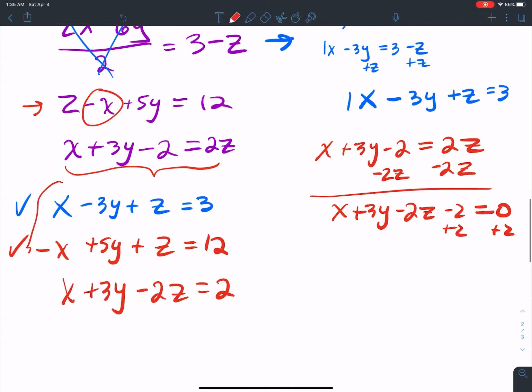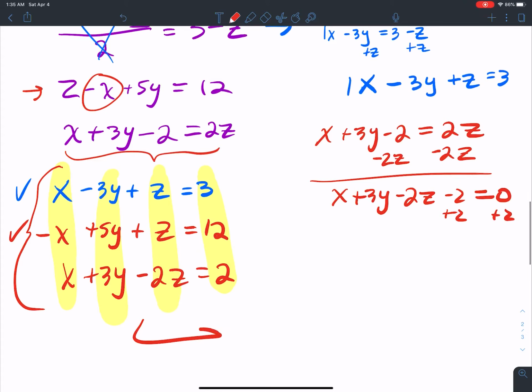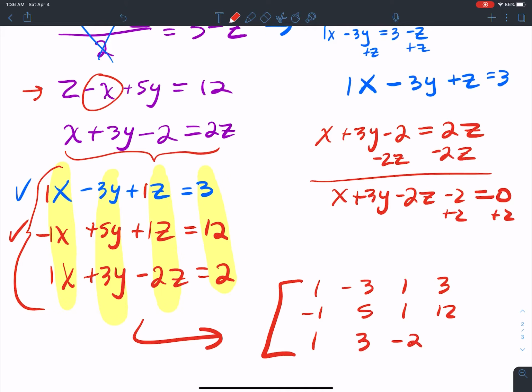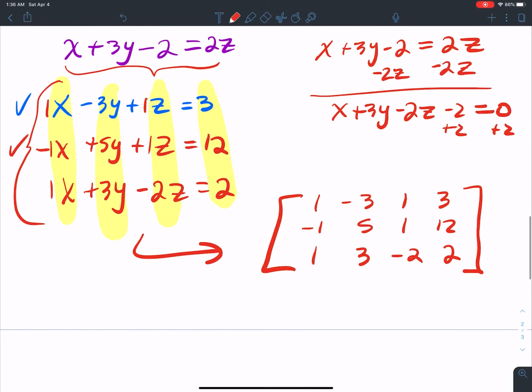So now that I have my x's lined up, my y's lined up, my z's, and my constants, I can do the augmented matrix. And the augmented matrix is what? It's 1, -3, 1. Where are the 1's coming from? Coefficients in front. No number in front, it's understood to be a 1. -1, 5, 1. See, that's a -1 in front right there, and that's a 1 there. And then 12. Then I have a 1, 3, a -2, and a 2. Boom. Just like that.